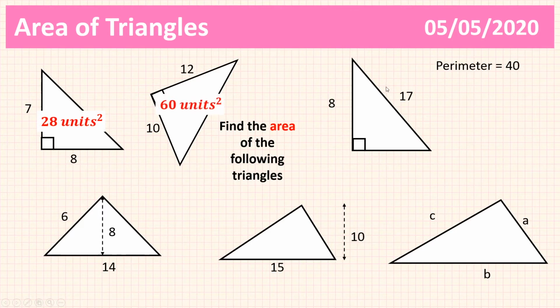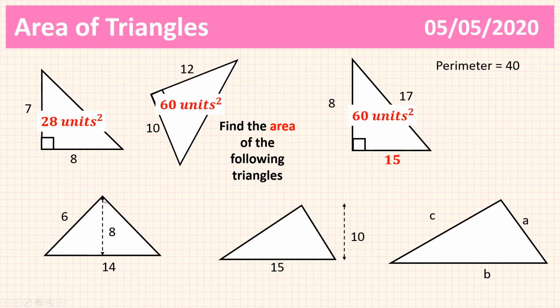For this one, we could do it in two different ways. We could use Pythagoras to work out the base, or we could use the perimeter that we're given. So you do 40 minus 17 minus 8, that gives us 15. And then we do 8, which is the perpendicular height, times 15 divided by 2. Which gives us 60 units squared.